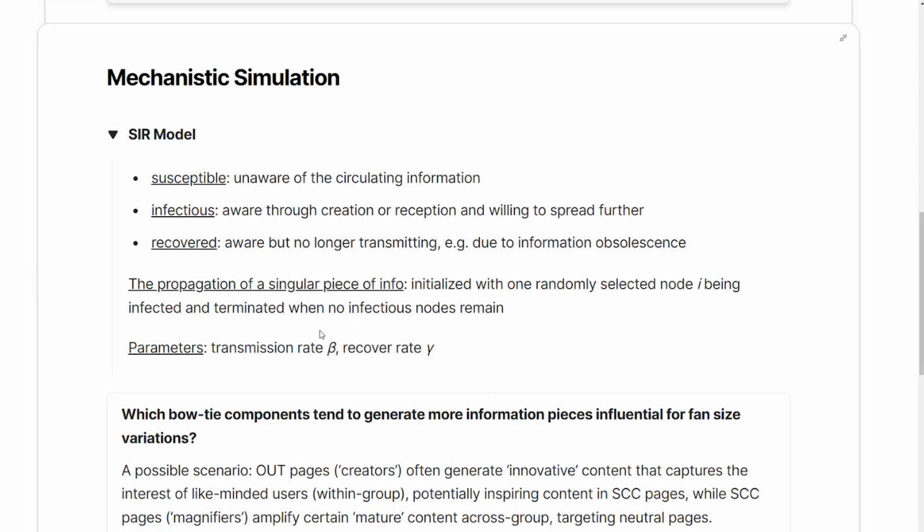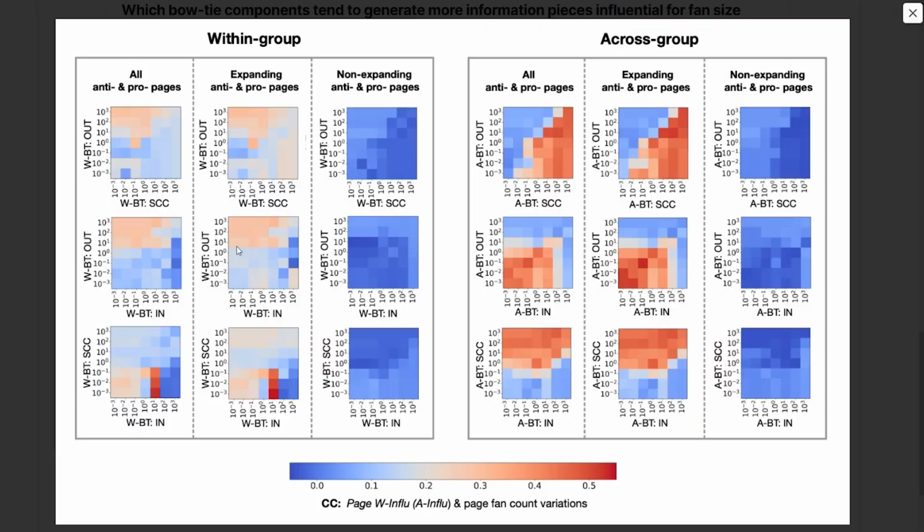There are some parameters involved, the transmission rate and recovery rate. For the focus of this research, we set them to fixed values, but we also show the result remains robust across different choices of the parameters. Here on the left-hand side is the within group bow tie structure result, and on the right-hand side is the cross-group bow tie structure result.